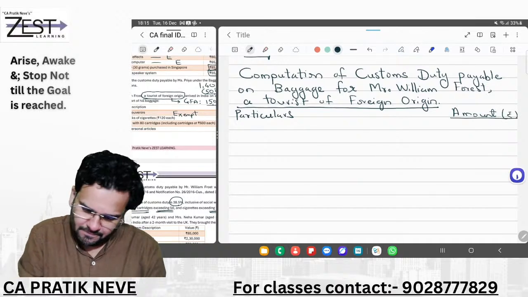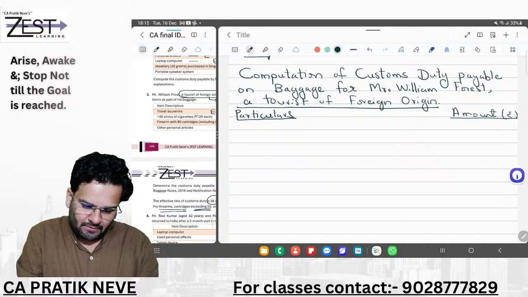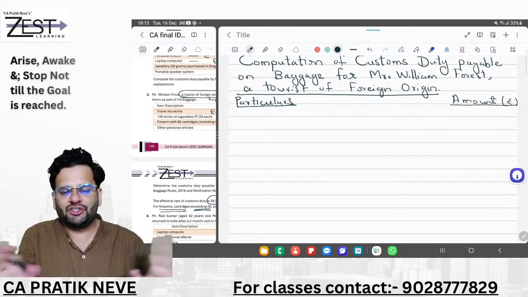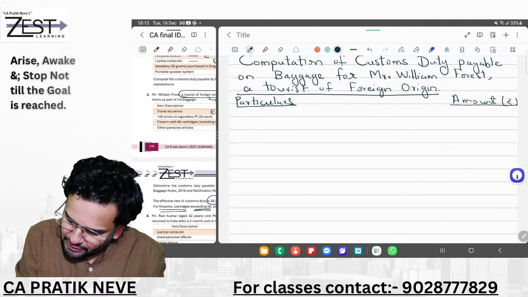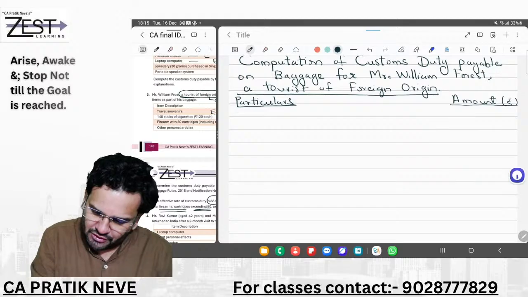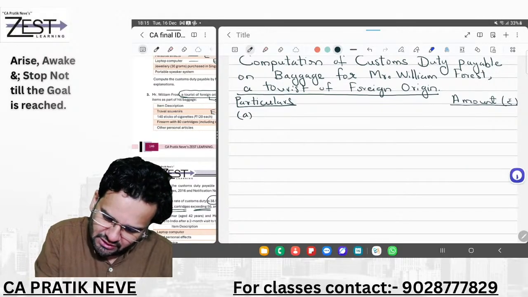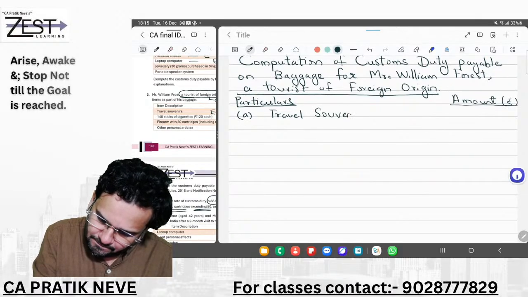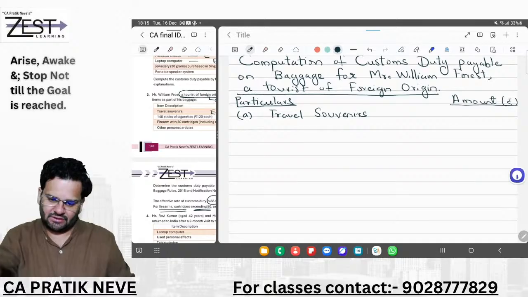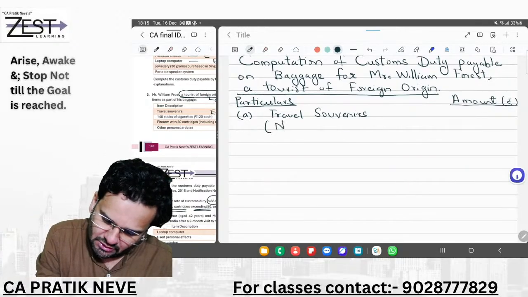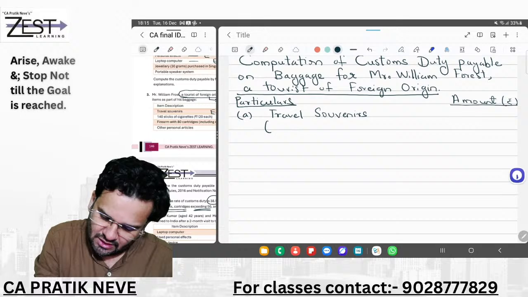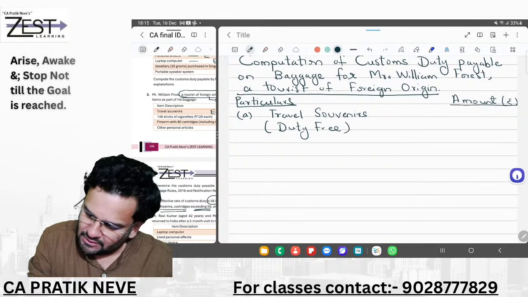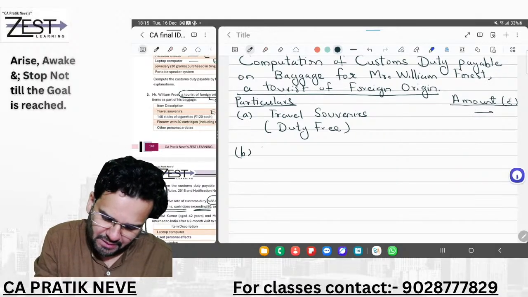Ready, all of you? Yes, sir. Now I will first take those items on which GFA can be claimed and on which duty is at normal 38.5%. So first of all, let me start with travel souvenirs. So all of you know travel souvenirs will be fully exempt. So they are not chargeable to duty, or you can say they are duty free. So dash. Go to B point.